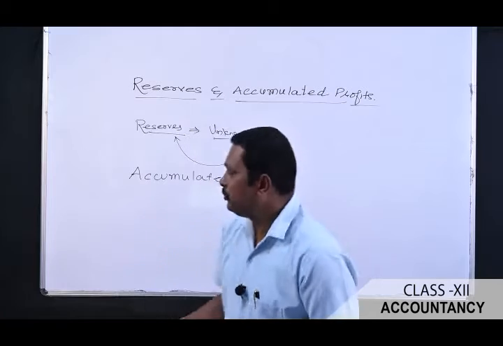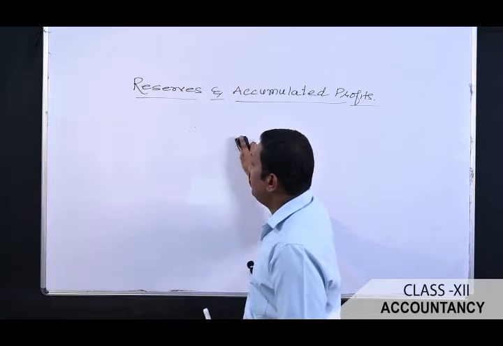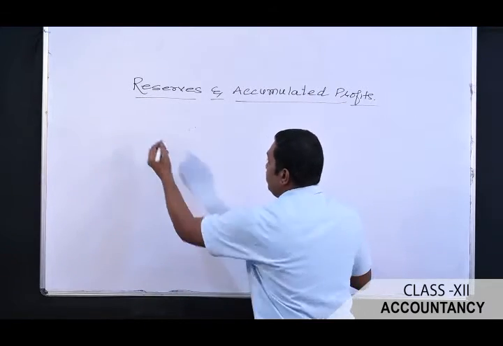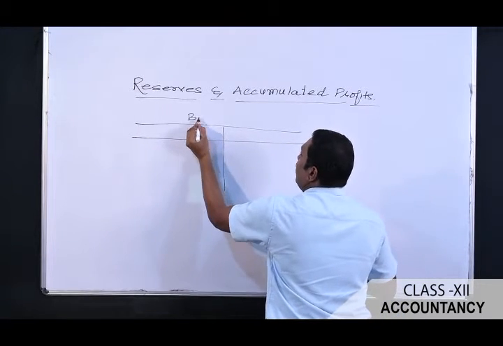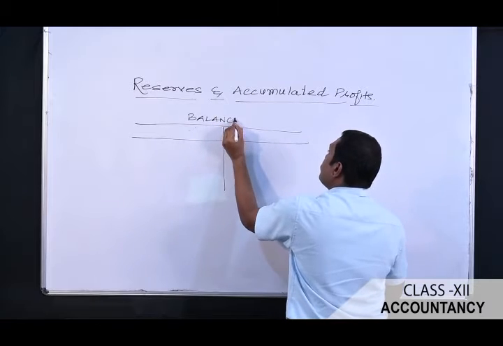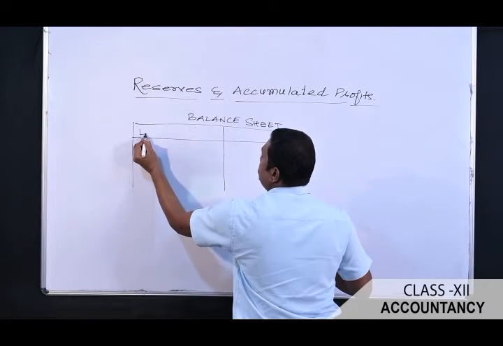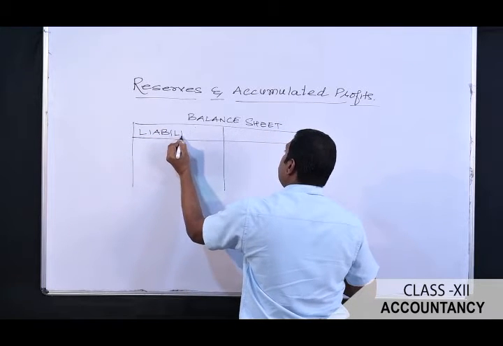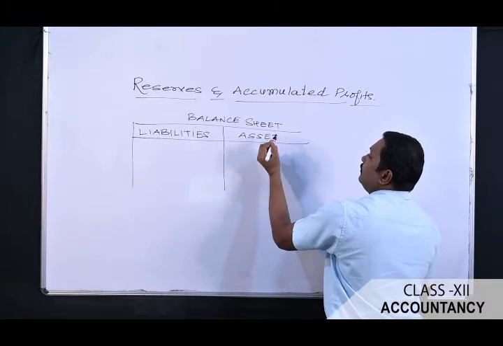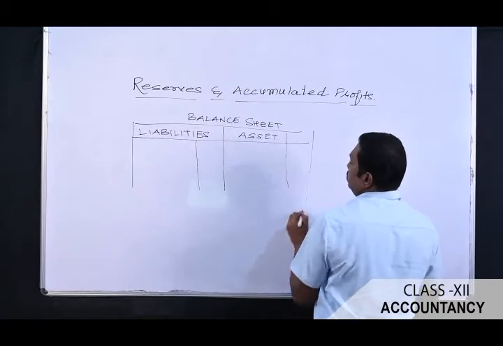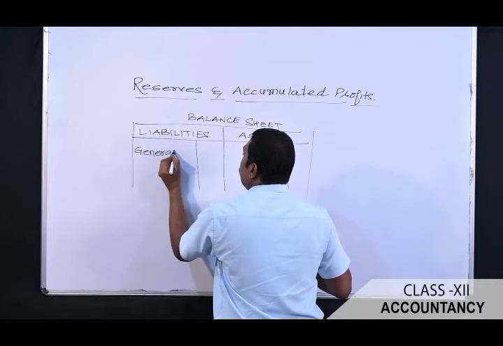जब भी प्रॉफिट शेयरिंग रेशियो चेंज होता है तब जो अनडिस्ट्रीब्यूटेड प्रॉफिट बैलेंस शीट में एग्जिस्ट है, this is the balance sheet of the firm, liabilities, assets. Here general reserve will be here.